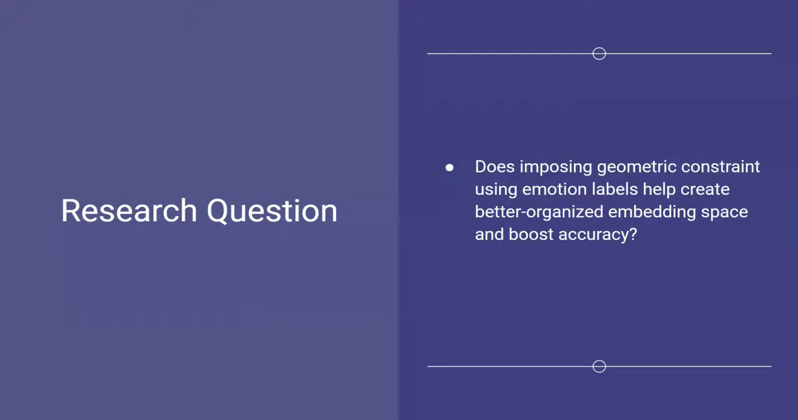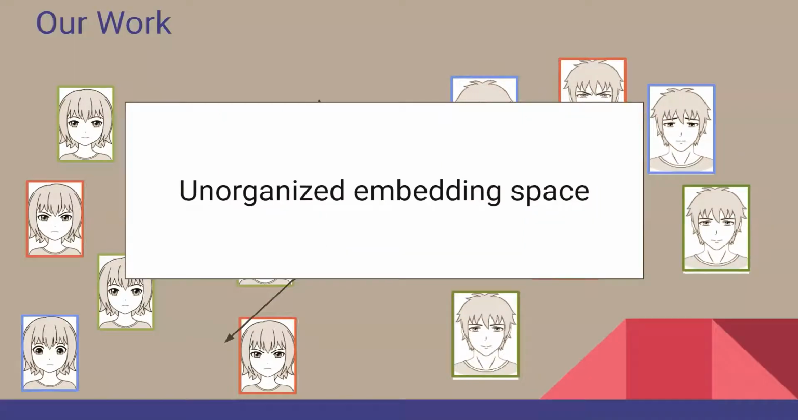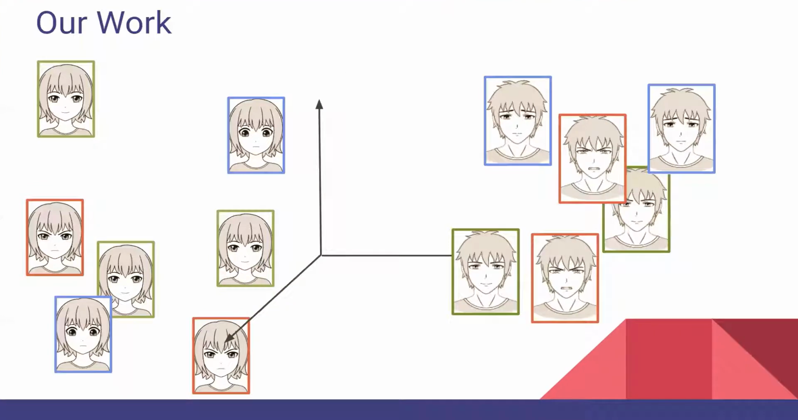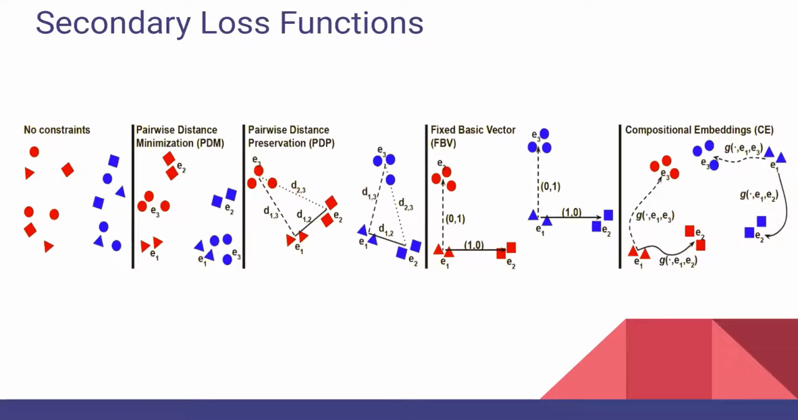So our research question at the beginning of this project was, can we impose geometric constraints to create a better organized embedding space utilizing emotion labels of the faces? And by doing so, do we obtain a boost in accuracy in the face recognition task? So in this work, we introduced secondary loss functions to change the unorganized embedding space to become more organized. In particular, we introduced 4 different secondary loss functions and we evaluated them individually and in combination.